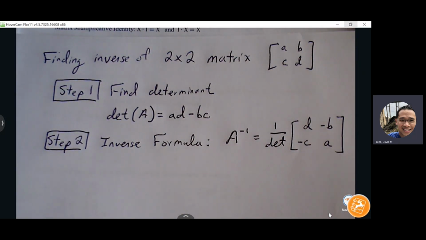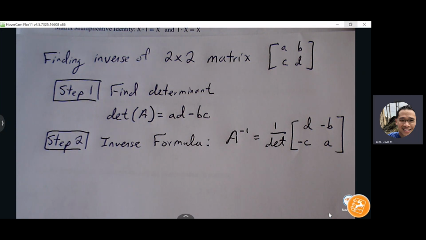Okay, so the determinant is a part of the inverse. It's the coefficient that's in front of your 2x2 matrix. So to find the determinant, we do AD minus BC. We always start with the upper left corner, and from there we build our diagonal. So A times D minus B times C. Your determinant will always get you a number.